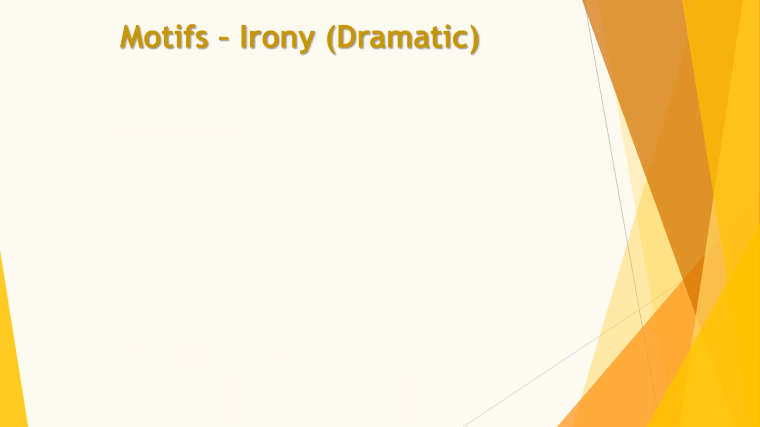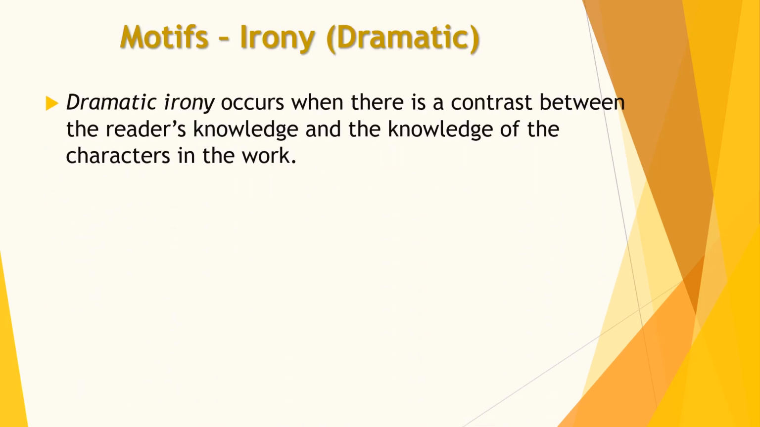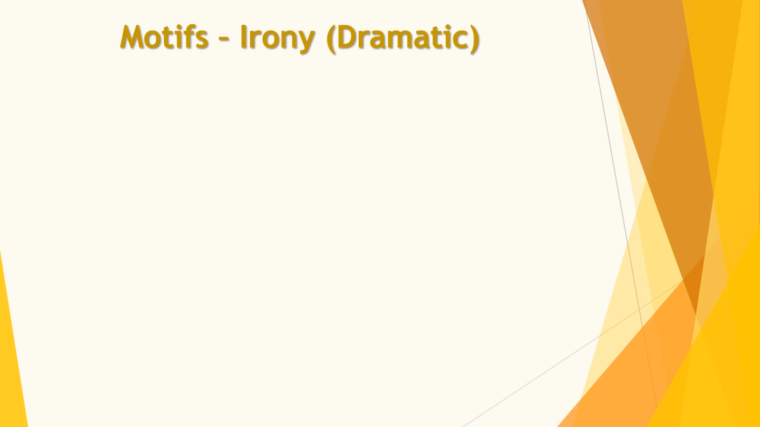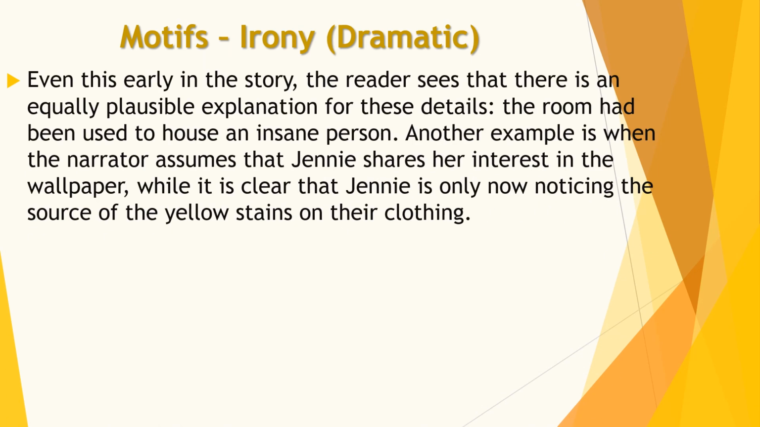We move from verbal irony to dramatic irony. Dramatic irony occurs when there is a contrast between the reader's knowledge, our knowledge, and the knowledge of the character in the work. Dramatic irony is used extensively in The Yellow Wallpaper. For example, when the narrator first describes the bedroom John has chosen for them, she attributes the room's bizarre features, like the rings and the bars on the wall, to the fact that it must have been a nursery once. As readers, we of course know that there's a more plausible explanation than it being a nursery. The room was used for an insane person.